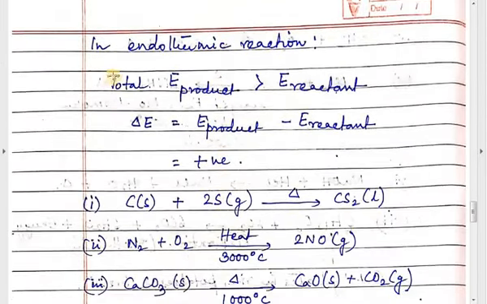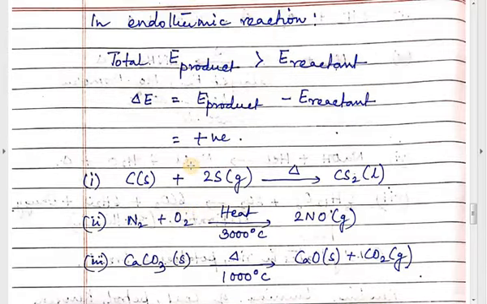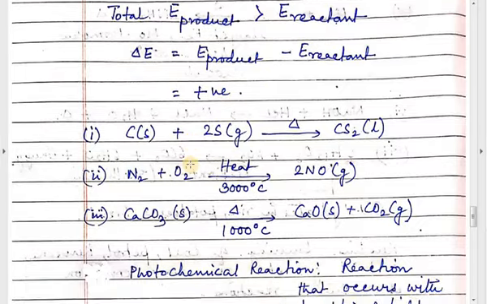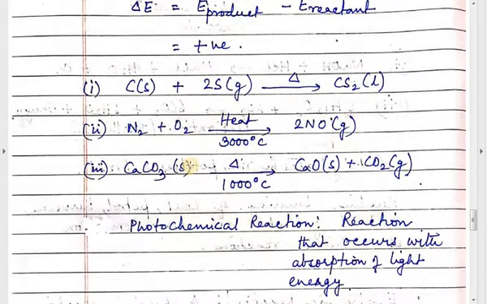For an endothermic reaction, just opposite to exothermic, the energy of the product is greater than that of the reactant. You know delta E is equal to energy final minus energy initial, that is, energy of the product minus energy of the reactant, and you will be getting a positive value. So for an endothermic reaction, you will get positive energy change. These equations are known to you.